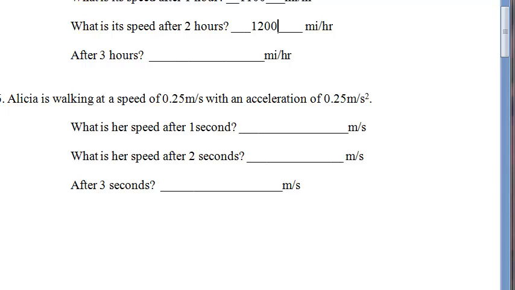Think about what the next answer should be. After 3 hours, we will have gone another 100 miles per hour faster, so the speed would now be 1,300 miles per hour.